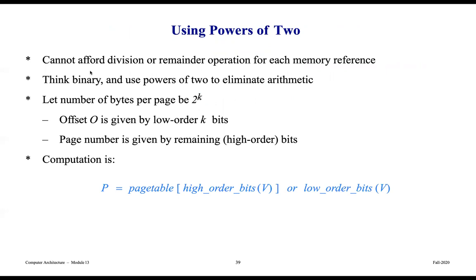Once again, using powers of 2 can be a real helpful thing for us to leverage. We cannot afford division or remainder operations for each memory reference. We want to be thinking binary and use powers of 2 to eliminate arithmetic. The number of bytes per page is 2 to the K, and the offset O is given by the low order K bits. The page number is given by the remaining higher order bits. So the computation is shown here below.